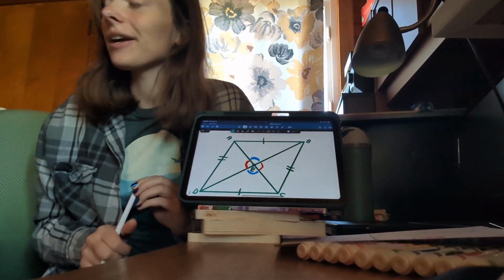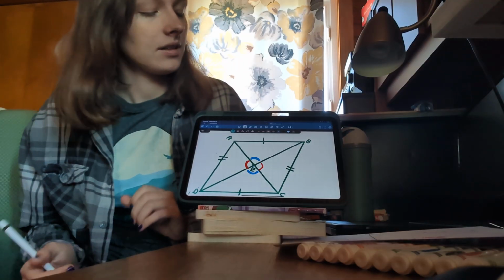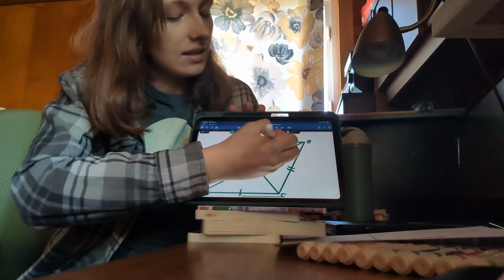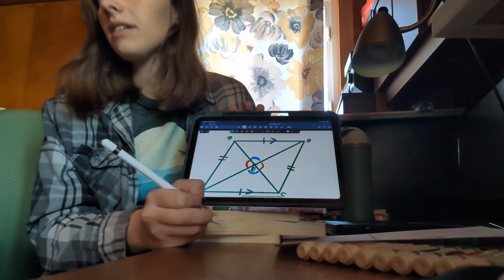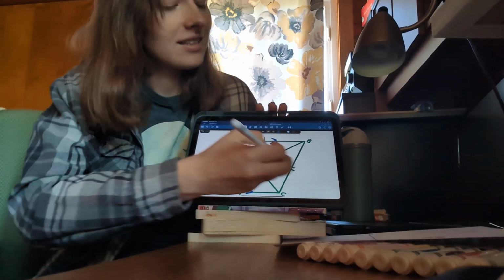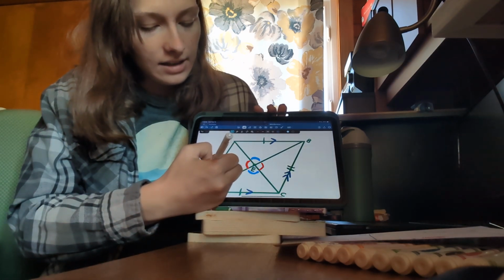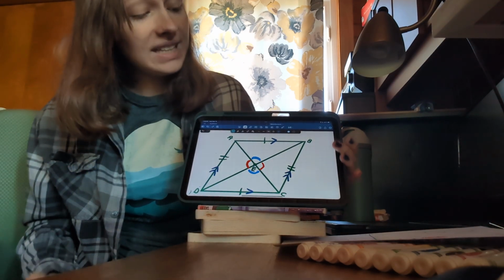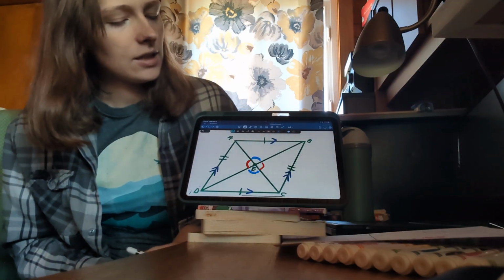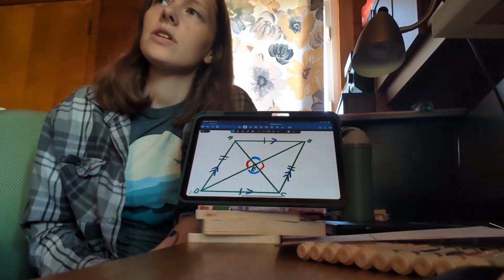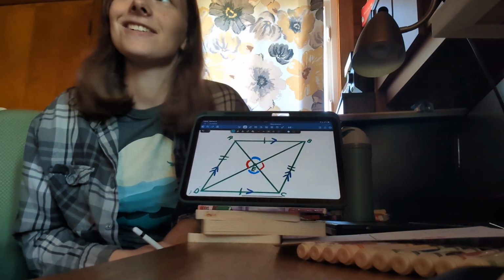It's a parallelogram, you're right. So the opposite sides are parallel to each other. So we can say that line AB and line DC are parallel. Yes, I see you all nodding your heads. Good. And then we can say that line AD and BC are parallel to each other. Okay. So we now have our two sets of parallel lines, and how can we use that with alternate interior angles?